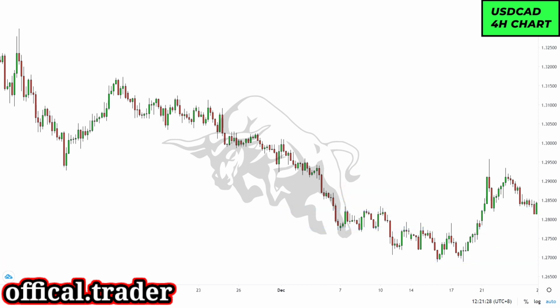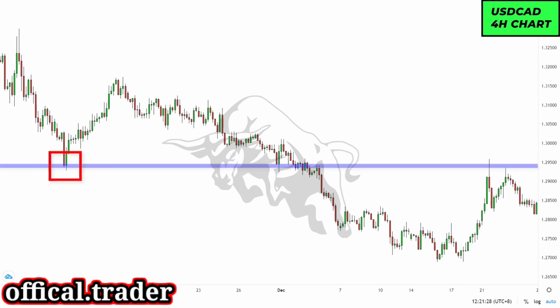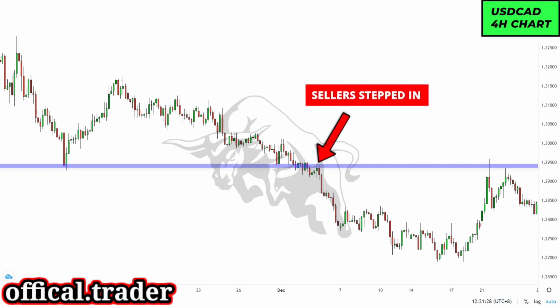We have another level above that that acted as resistance 3 times and also recently acted as support. But the level we're going to be focusing on for this particular trade is this level right here. When price reached this level for the very first time, we saw a strong rejection to the upside where buyers stepped in. The second time price reaches this level, buyers step in again and we see a smaller rejection to the upside. Eventually, when price accepted below this level, we saw one final pullback into it. This is the point where sellers stepped in and started a larger downtrend.